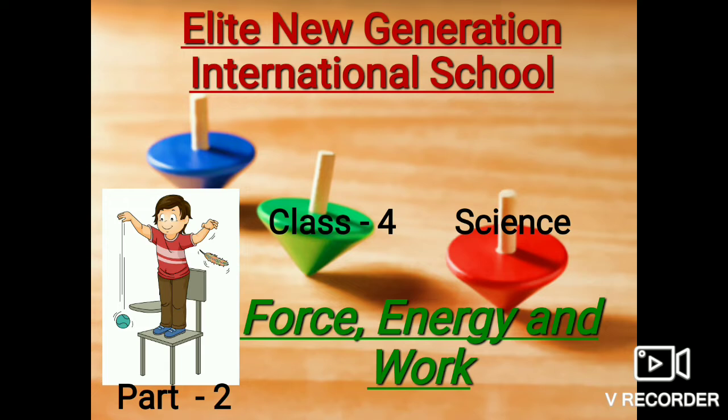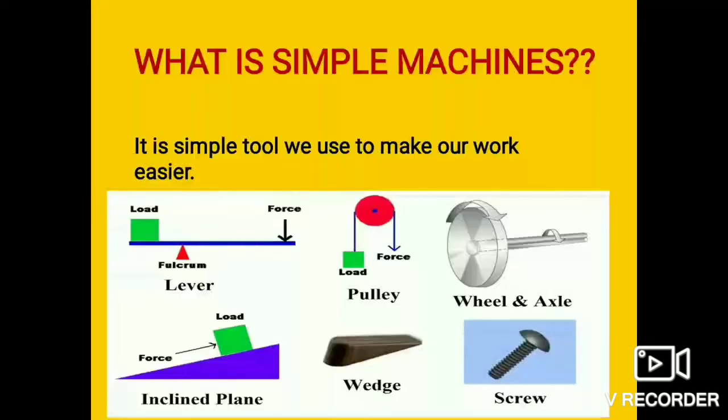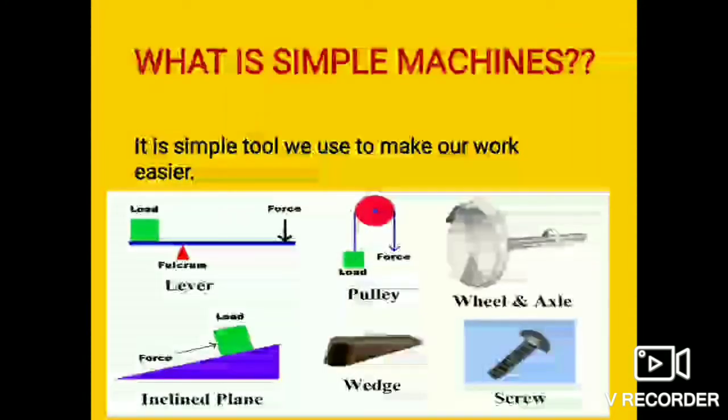So, let's start. In our daily life, we use many types of machines which do our work in less time and easier. So tell me, what is a machine? A machine is a device that works in an easier and faster way. By using a machine, less effort and energy is needed to complete our tasks, and the tools which we use to make our work easier are called simple machines.